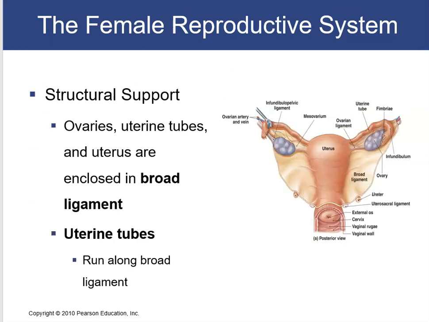The female reproductive organs have a lot of structural support. The ovaries, uterine tubes, and uterus are all enclosed in a large ligament known as the broad ligament, and the uterine tubes here run along the top portion of that broad ligament.